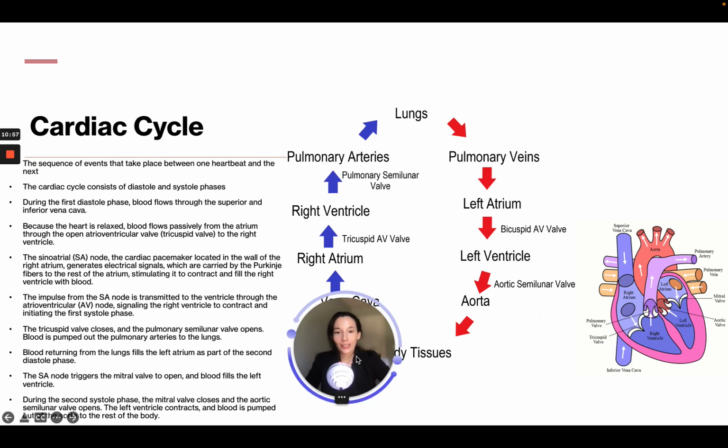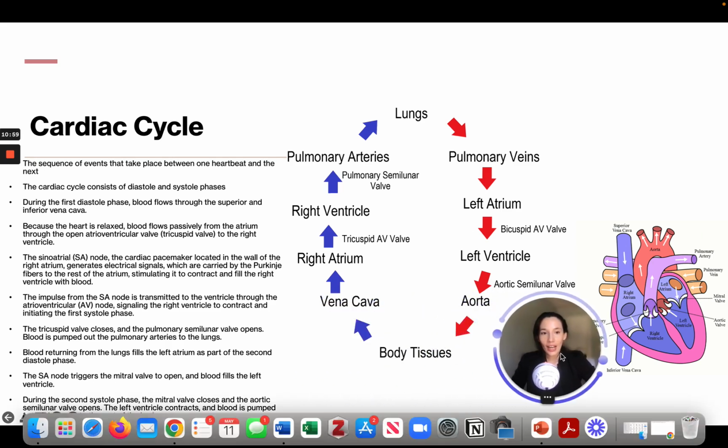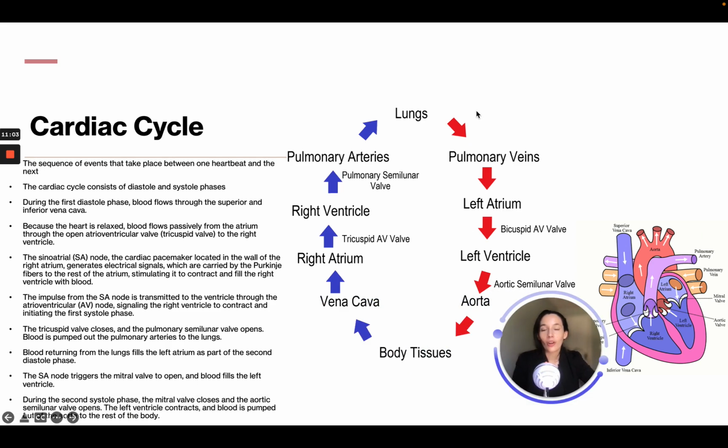All right, so let's look at the cardiac cycle. The cardiac cycle is the sequence of events that takes place between one heartbeat and the next. The cardiac cycle consists of diastole and systole phases. During the first diastole phase, the blood flows through the superior vena cava and the inferior vena cava.